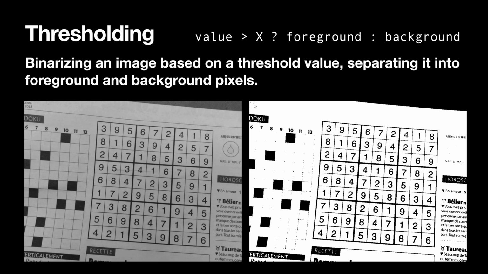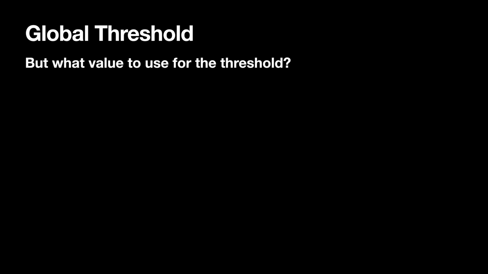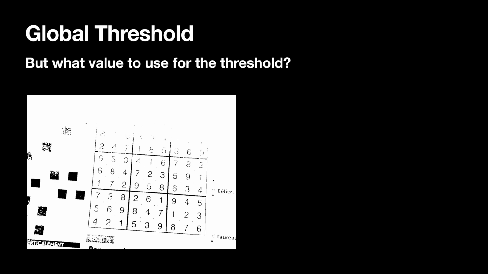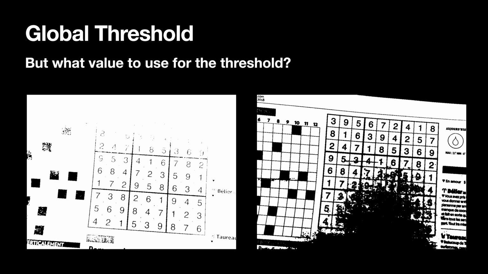Now you can also do the opposite. It really depends on what you think is foreground and what you think is background. How do we pick the value for our threshold? If we go too low, everything's going to be background. And if we go too high, everything's going to be foreground.